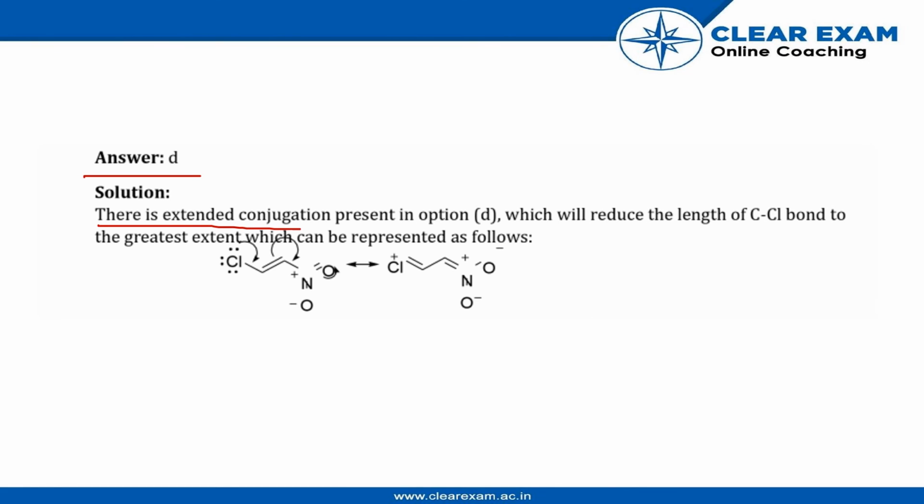There is extended conjugation present in option D, which will reduce the length of the C-Cl bond to the greatest extent, which can be represented as follows, as you've already seen.